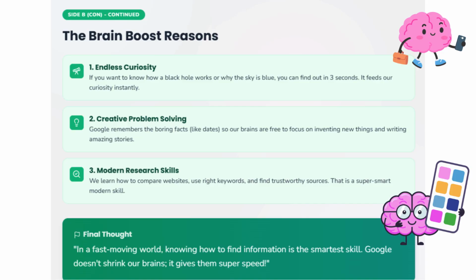It also feeds our endless curiosity. Want to know how a black hole works or why the sky is blue? You can find out in 3 seconds. In a fast-moving world, knowing how to research, compare websites, and find trustworthy sources is a super smart modern skill. Google doesn't shrink our brains, it gives them super speed.